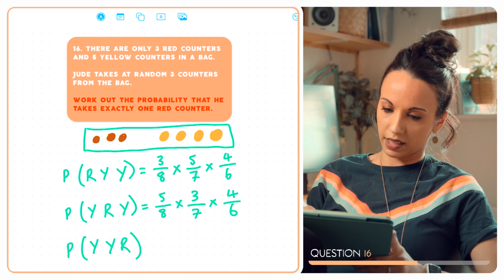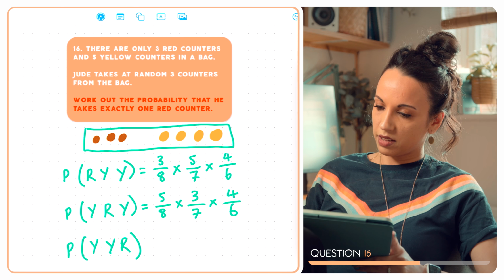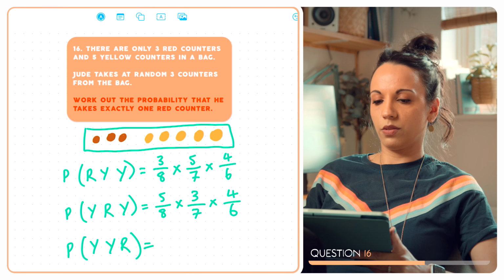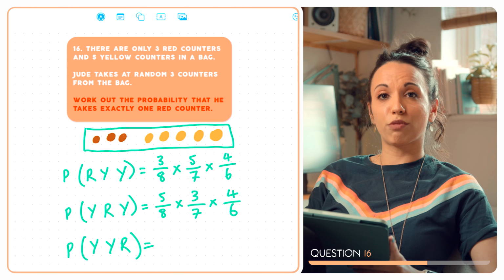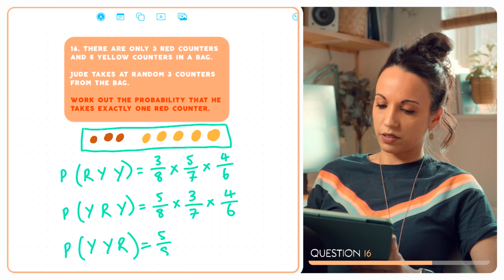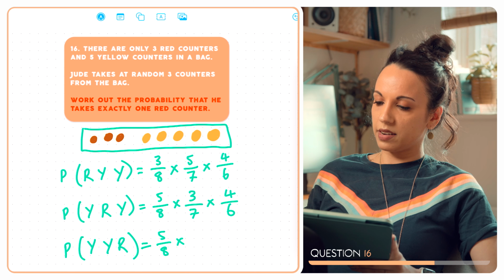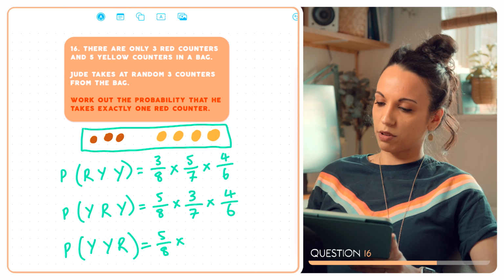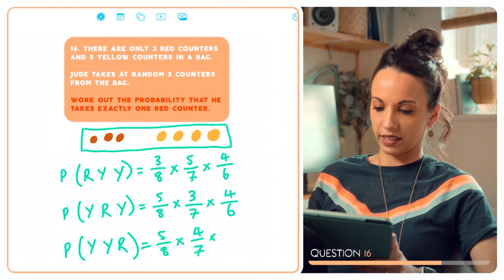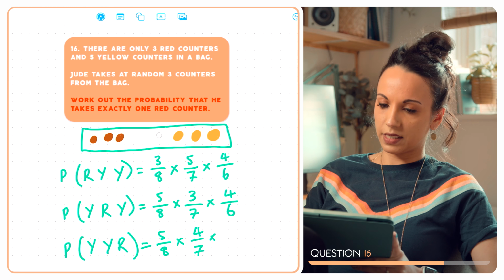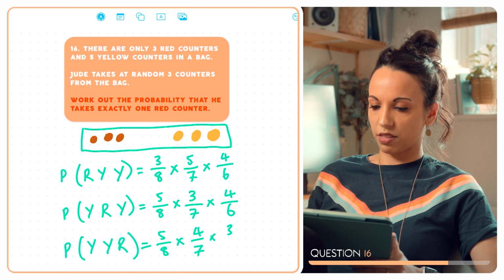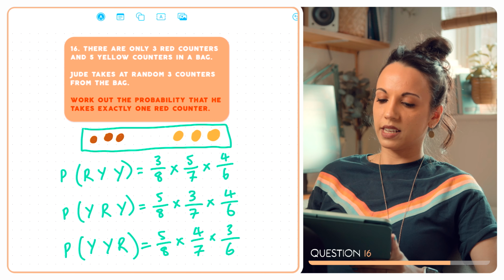Okie dokie. Let's put the counters back in one last time for the last case. Okay, so when all the counters are back in the bag, we've reset. What's the probability that he picks out a yellow one first? Well, we've got 5 yellow out of 8 altogether. But then he's picked a yellow. So what's the probability that he gets yellow again? Well, this time there's only 4 yellows left out of a total 7 counters. And he's taken one of those. So what's the probability that his third pick, he gets a red? Well, now there are 3 red counters out of a total of 6.